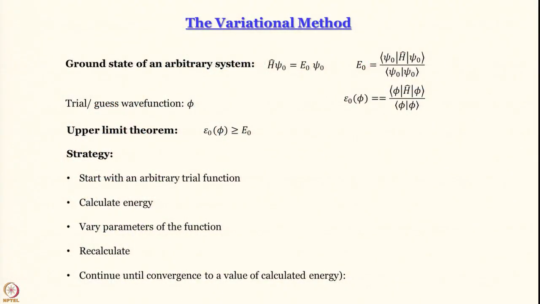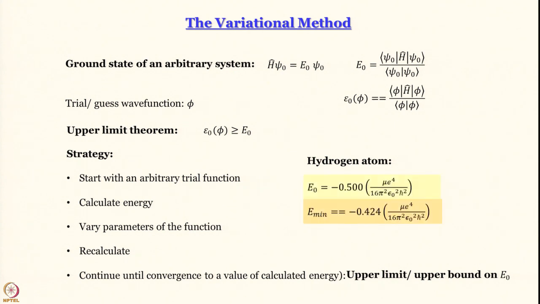Vary parameters of the function, recalculate. We have not done all this, but this is sort of a preview of what is going to come in future. What we have done is that we have just minimized this with respect to the variational parameter, and we have obtained the upper bound on the ground state energy E0.